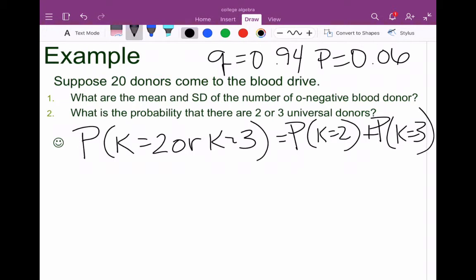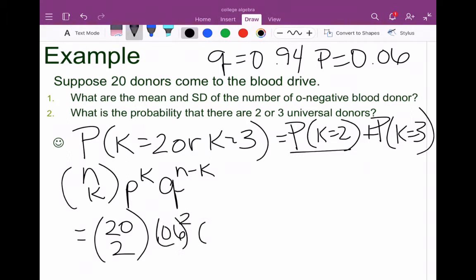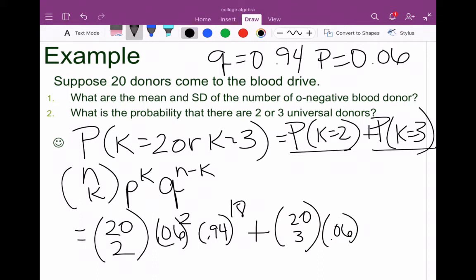Using the formula n choose k times p to the k times q to the n minus k, for the probability of 2 successes, this would be 20 choose 2 times 0.06 to the second power times 0.94 to the 18th power, plus the probability of 3 successes would be 20 choose 3 times the probability of success to the third times the probability of failure to the 17th.